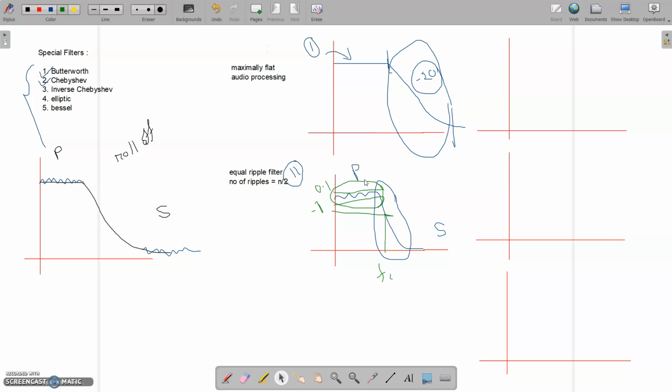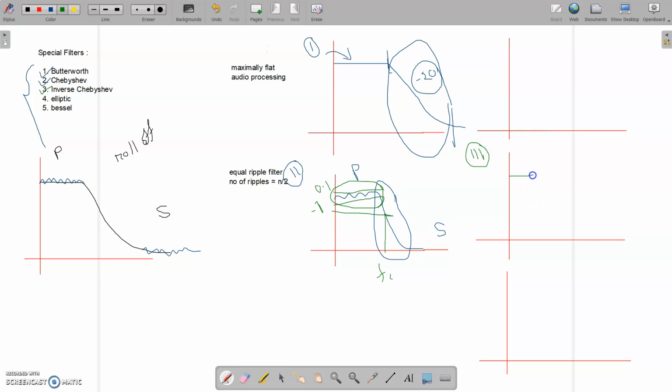Now the third one is called the inverse Chebyshev filter. So what is an inverse Chebyshev filter? In the Chebyshev filter, we had the pass band, then this fast transition, then this stop band. And in inverse Chebyshev we have exactly the opposite. This is our third.